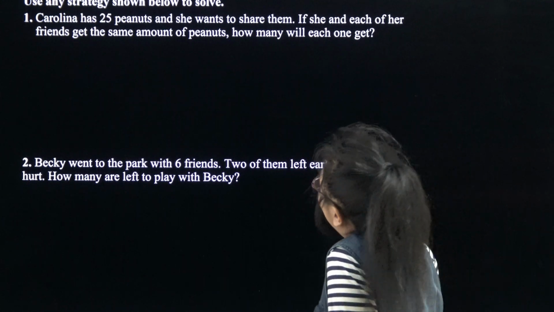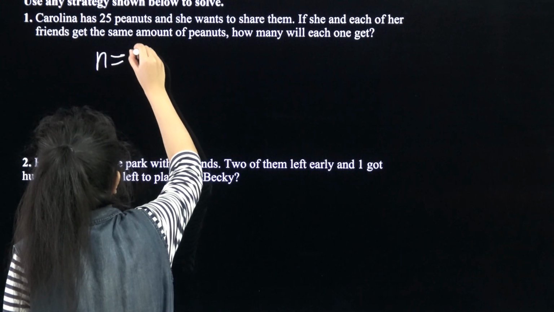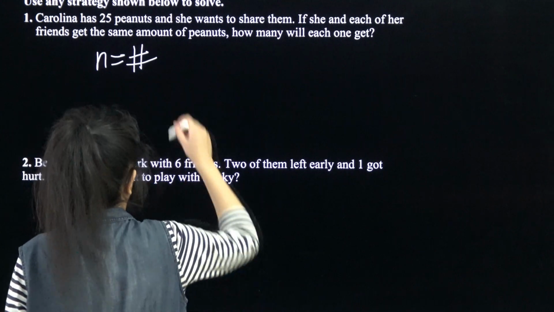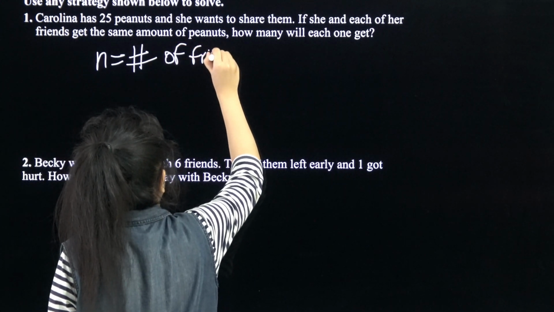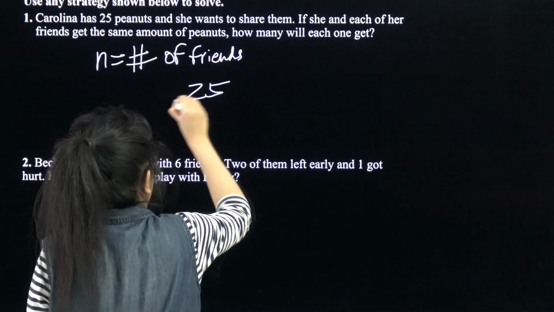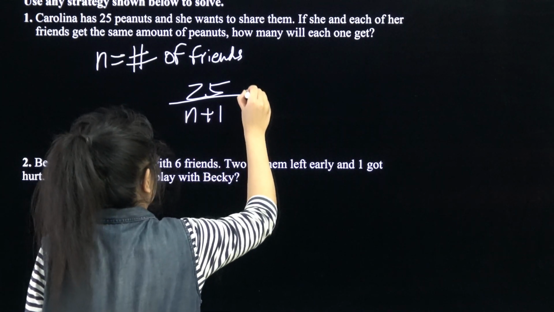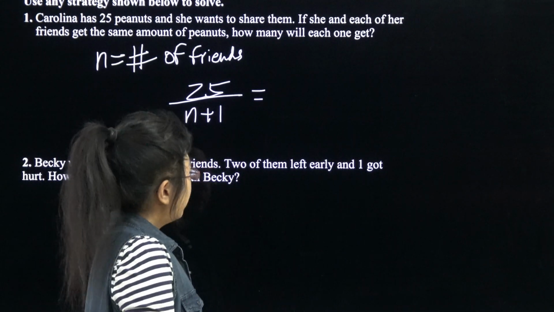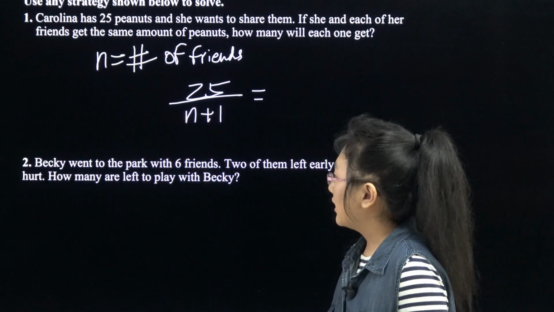Because if you were in a higher grade level, you would say, let's say n equals the number (yes guys, the hashtag sign is also the number sign) of friends. So it'd be 25 divided by n plus 1, which includes Carolina, equals the number of peanuts everybody would get. But we don't have enough information for this grade level, in which case you should probably just tell your teacher.